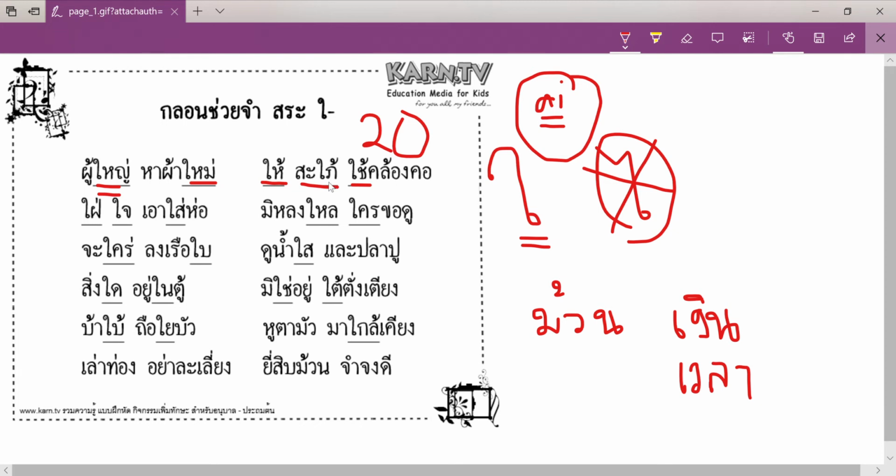Okay, and ใฝ่. It actually has meaning that also depends on what follows the word ใฝ่, but normally ใฝ่ means you're eager to do something, you desire to do something, you want to do something, that kind of feeling. You can say ใฝ่รู้, which means to know, so ใฝ่รู้ is if you're really eager to know something, to learn something. It means you're very curious, you love learning. ใฝ่รู้, okay.